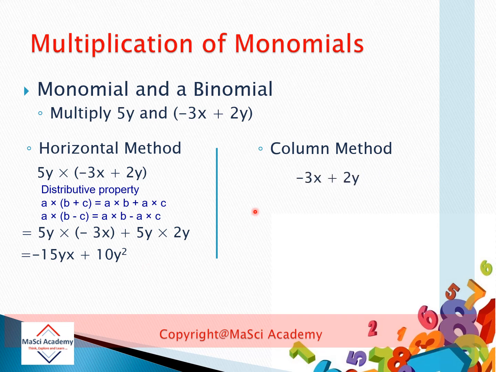Now let's see the column method. The multiplicands are written one below the other and then they are multiplied from left to right. 5y multiplied by minus 3x becomes minus 15xy, plus 5y multiplied by 2y becomes 10y square. So if we see, the answer is the same whether we follow the horizontal method or the column method.